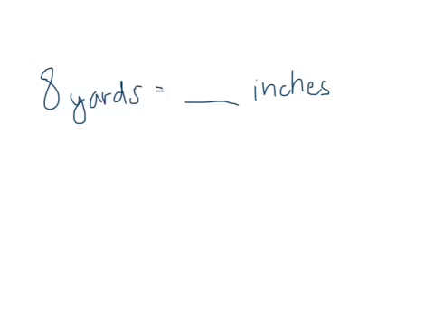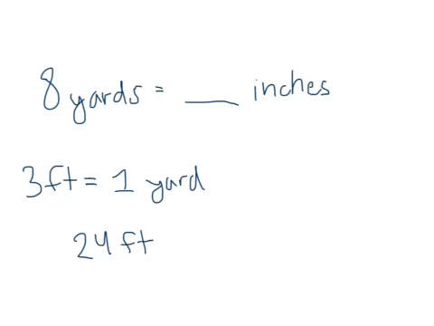So the first thing we need to do is go from yards to feet. We have to break this down into steps. We know that there's 3 feet in 1 yard, but in this case, there's 8 yards. So we know that there's 3 times 8, because there's 3 feet in each yard, and there's 8 yards. We could do 3 plus 3 plus 3 all the way up to 8 times, or we could do 3 times 8. We know that's 24 feet. So far we know that 8 yards equals 24 feet.